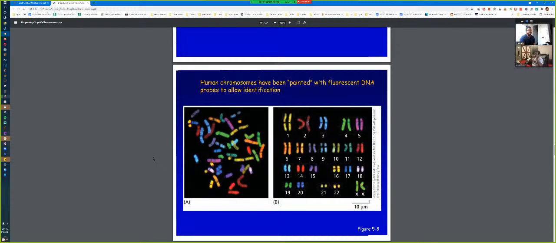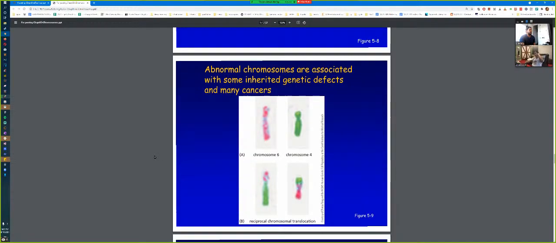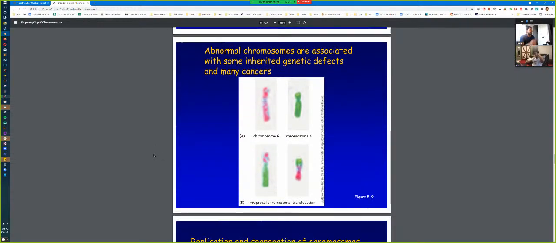This is just where they use fluorescent probes to be able to identify abnormal chromosomes, which are associated with inherited genetic defects and many cancers.